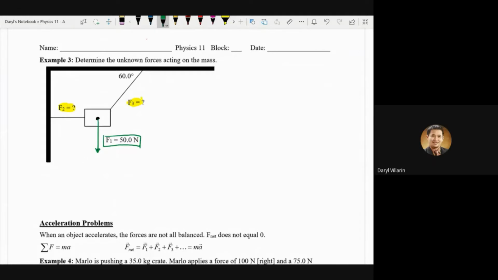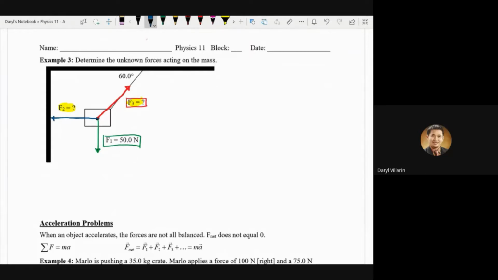And then I have here F3, but F3 is not straight. It's angled off the horizontal, upward at 60 degrees. So this would be my F3. It's the tension exerted by this string. And then I have another force, F2, and F2 is perpendicular to this side here.